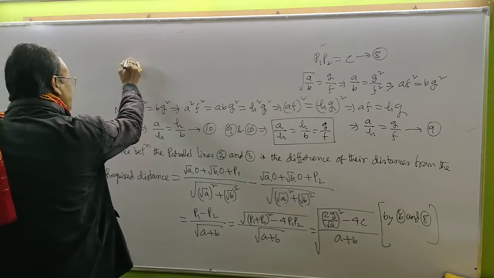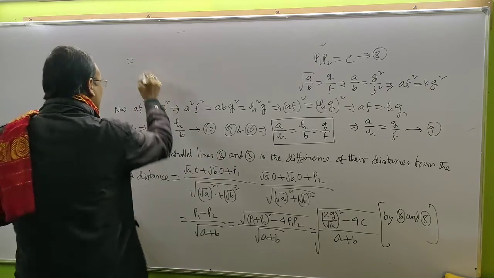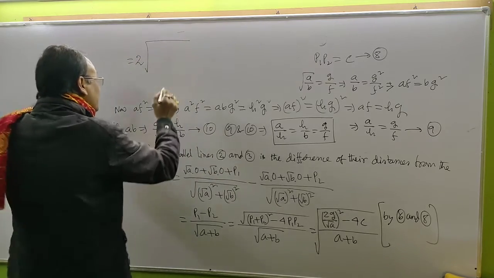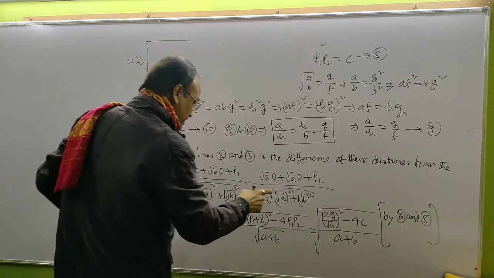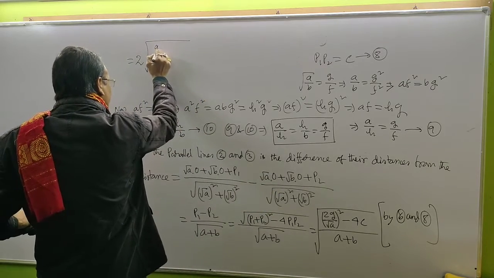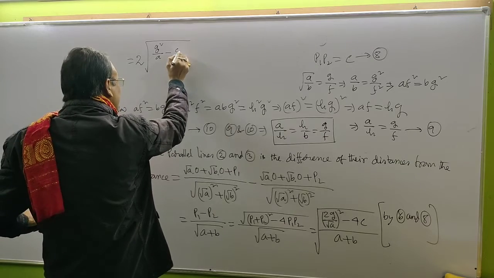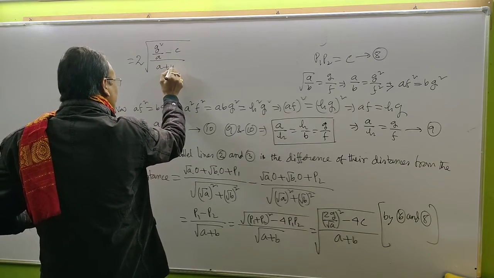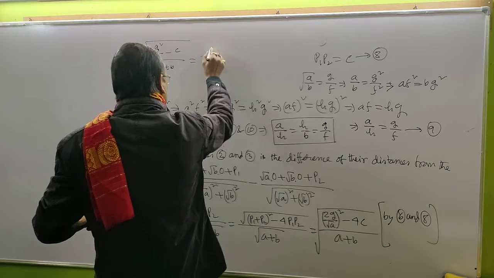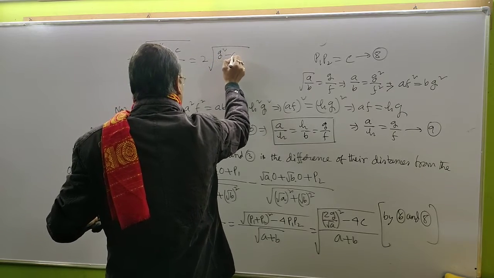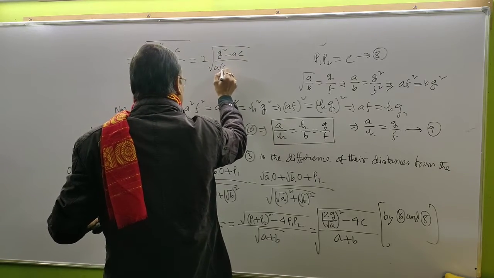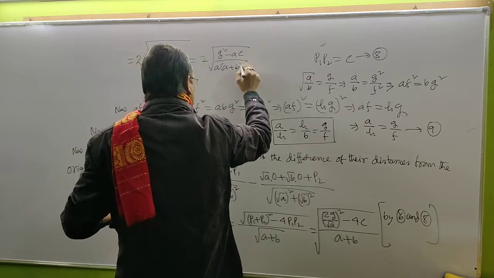This is equal to, 2 can be taken outside the radical sign, z square by a minus c into a plus b. This is equal to 2 times root of z square minus ac divided by a into a plus b. This is the required distance.